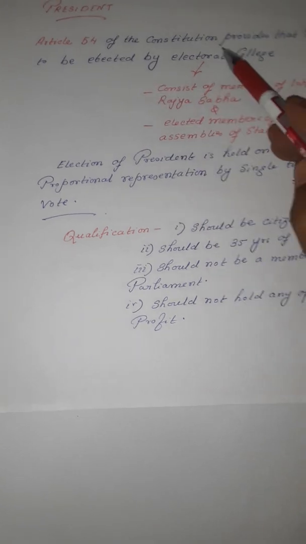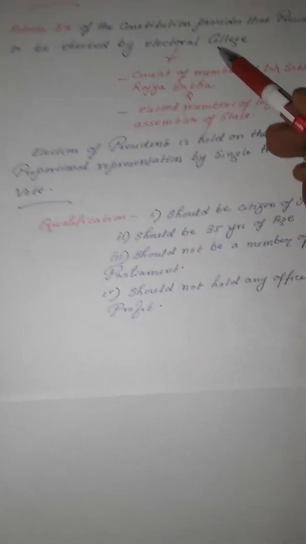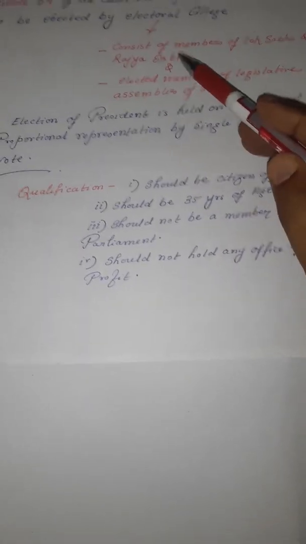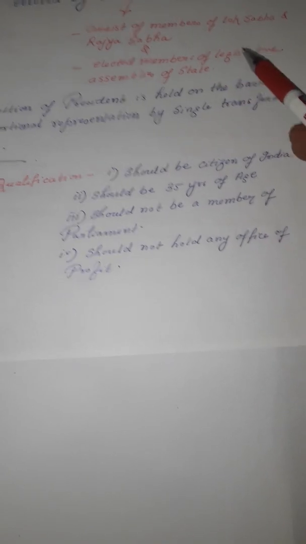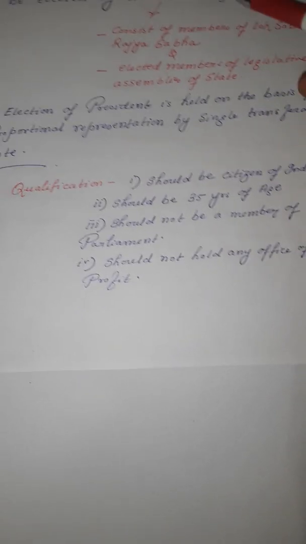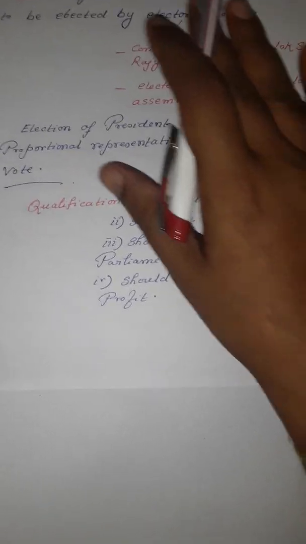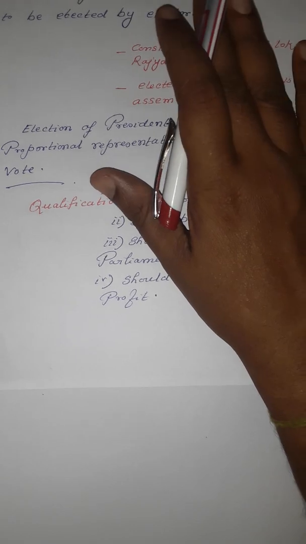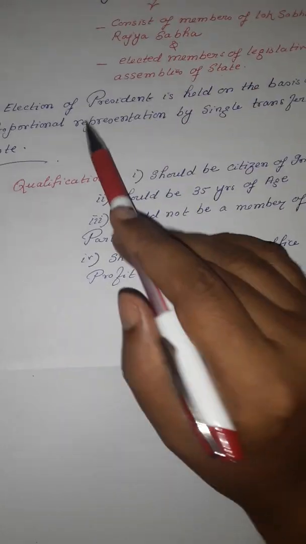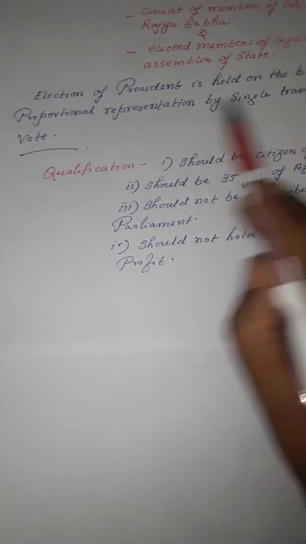Article 54 of the Constitution provides that the president is to be elected by an electoral college. The electoral college generally consists of members of Lok Sabha and Rajya Sabha and elected members of the legislative assemblies of the states, and also the union territories. This electoral college elects the president. The election is held on the basis of proportional representation by single transferable vote.